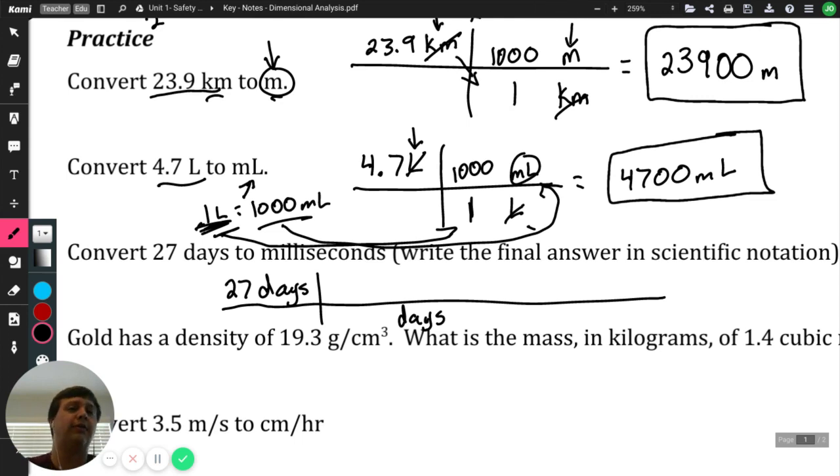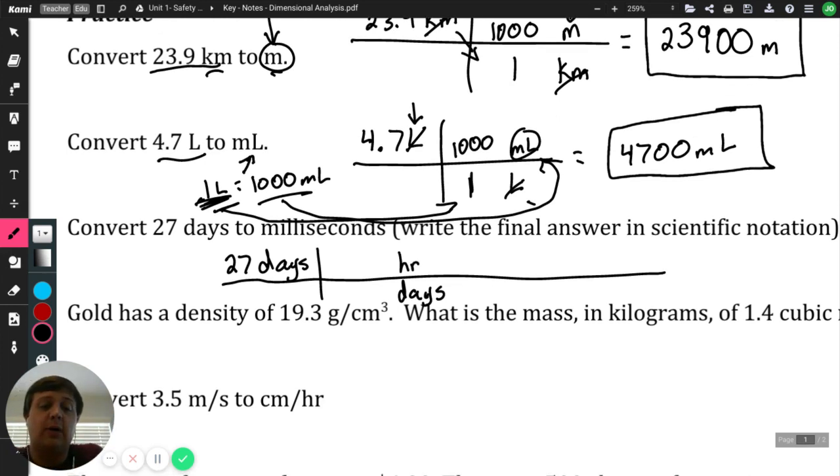Well, if I don't know milliseconds, something that's a little bigger than that would be seconds. Do I know how to go from days to seconds? Well, no. Okay, so let's keep thinking up. What about days to minutes? No, not quite. How about days to hours? Yes, we do know how to go from days into hours. I know that the conversion from days to hours is 24 hours in one day.